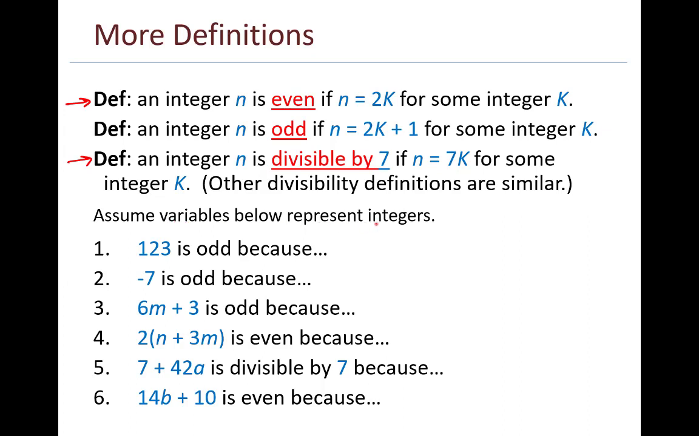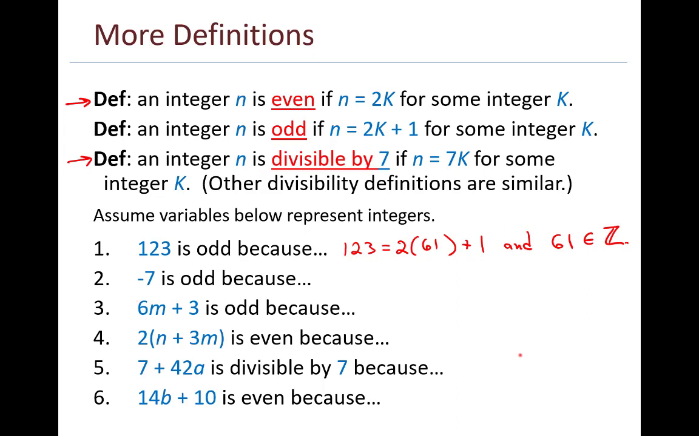Assuming all variables represent integers, let's see, 123 is odd because 123 should equal 2 times an integer plus 1. What is that thing? Maybe 61? And importantly, 61 is an integer. Now, why is negative 7 odd? Pause the video, actually. Can you write this one? This one's a little bit tricky. What do you think?